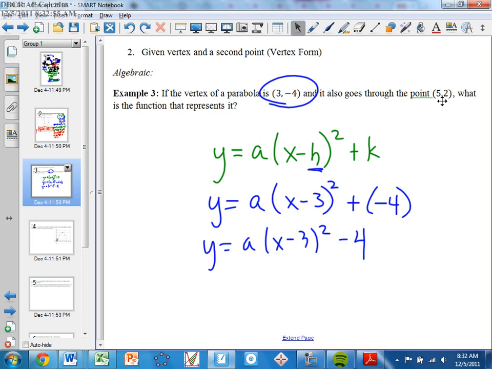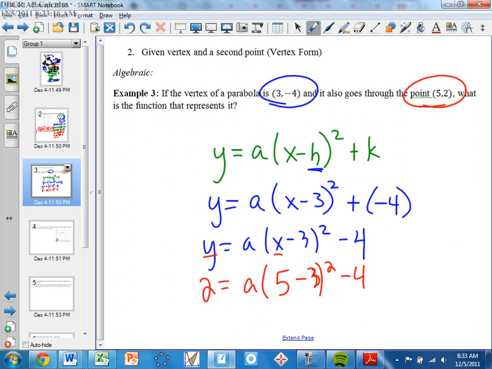Next part. Daniel? Plug in 5. Good. He notices we have a point, 5 comma 2. We have to use that point somewhere, so let's plug that in. Daniel, where does the 5 go in? 5 in there. Very good. And the 2 goes in for? Y. Awesome. Again, I've simply plugged in at this point for x and y using the extra point, 5 comma 2.